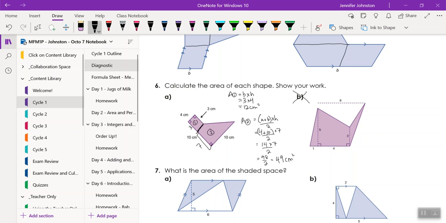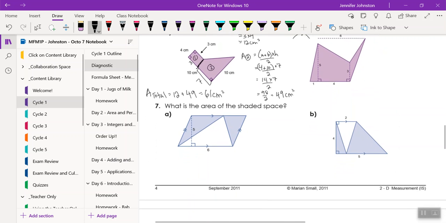49 centimeters squared? No, we have to put them together, right? We need the whole area. So our total area will be 12 plus 49. And what's 12 plus 49? That gives us 61 centimeters squared.